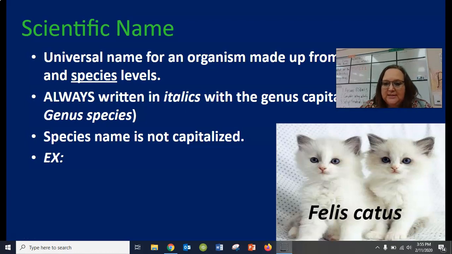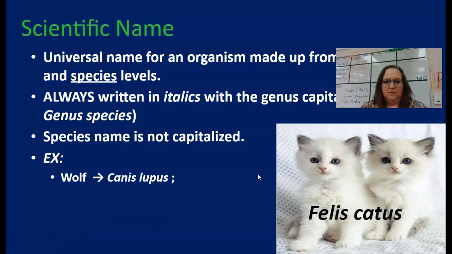It's always written in italics, so that's the sideways slanted. And the first word, the genus, is capitalized. The second word, the species, is lowercase. So other examples. A wolf, scientific name is Canis lupus. A loblolly pine is just a kind of pine tree, Pinus taeda.